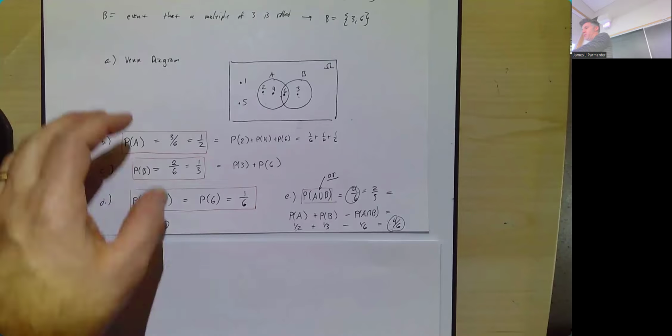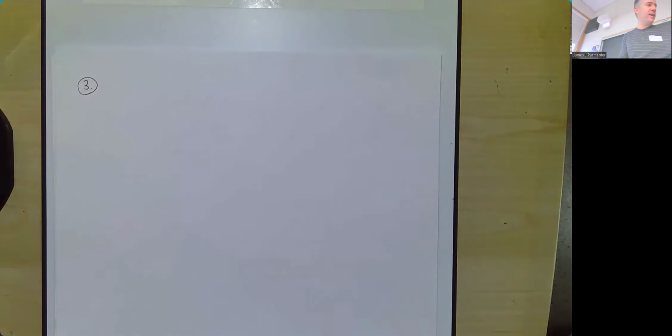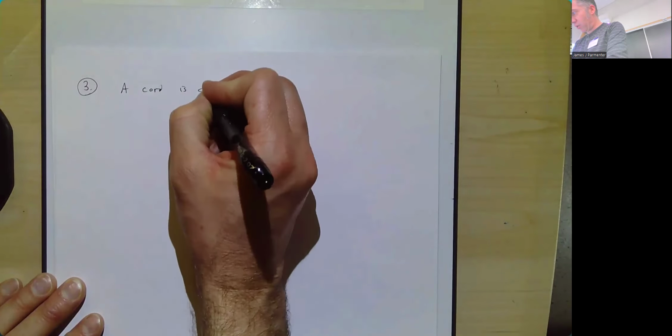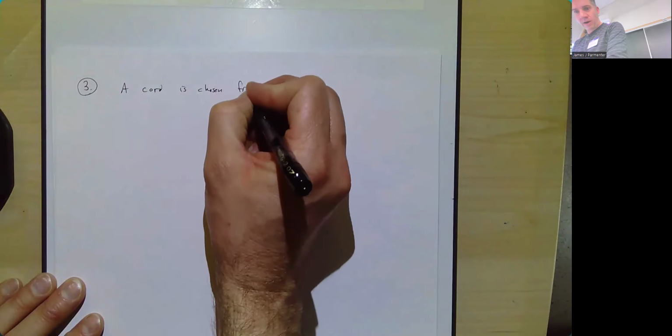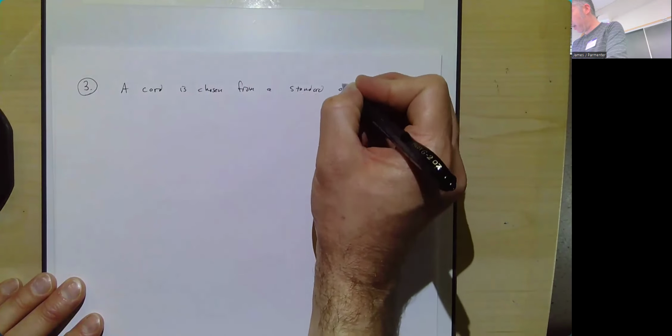Cool. All right, let's talk about some cards, and we'll build up to some conditional probability here. This is probably number 3, I think. I don't know. Why can't they write? Yeah. Cool, great. I mean, it doesn't really matter, but it kind of matters. So a card is chosen from a standard deck of how many cards? Right.